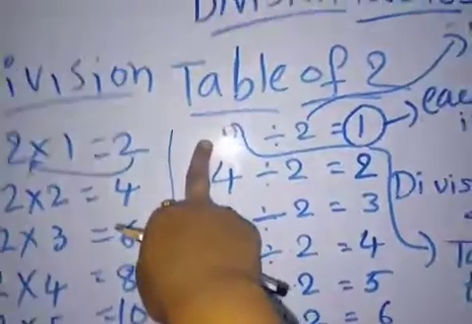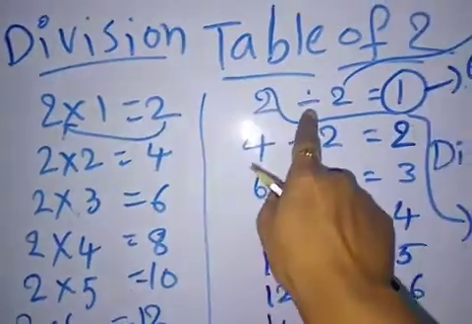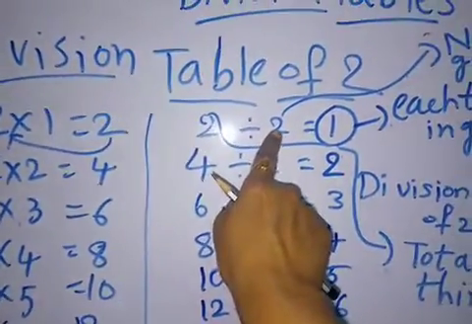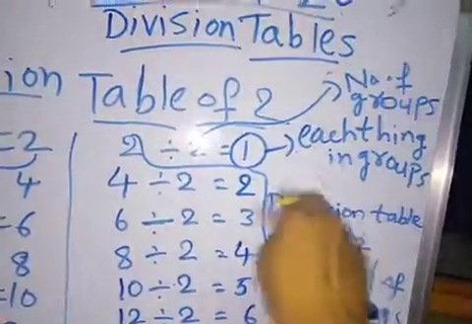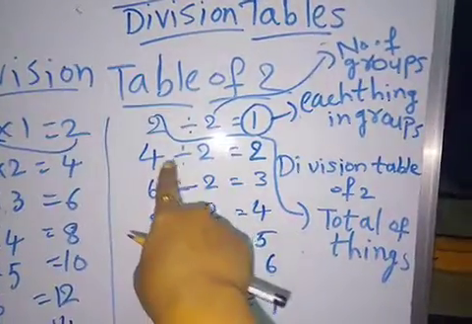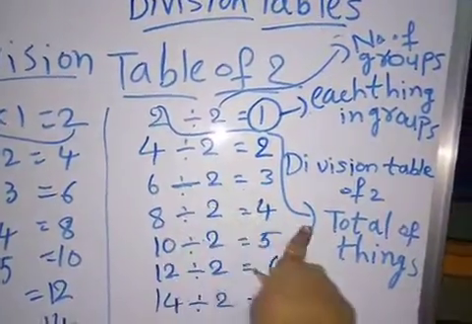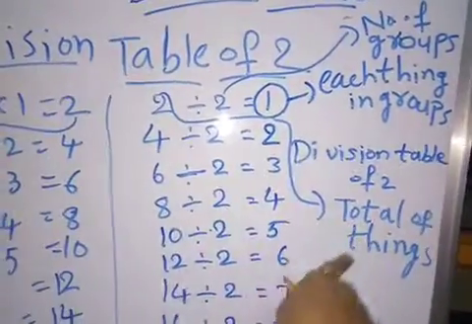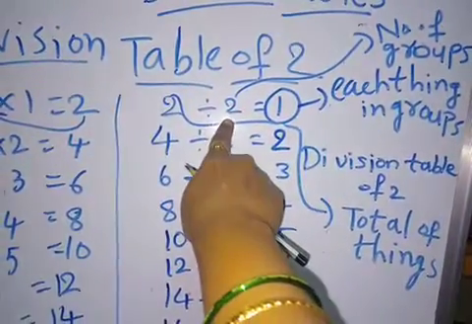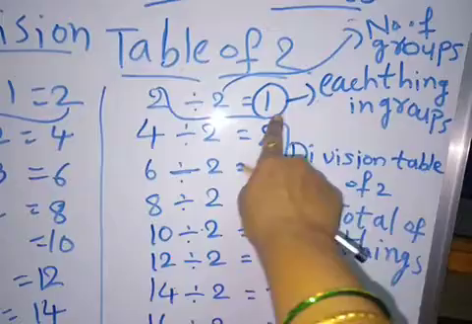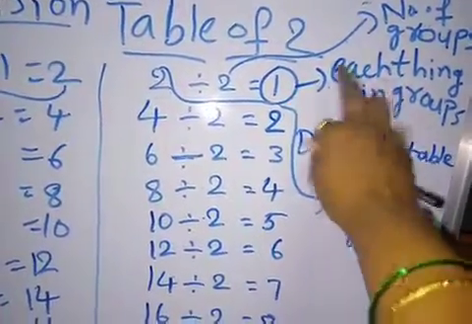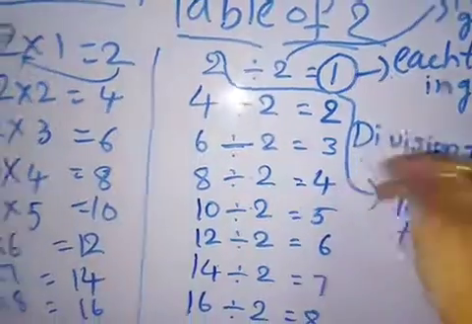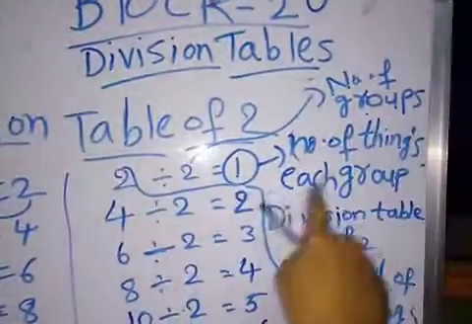Okay, the first number denotes number of things, the second number denotes number of groups. The number after the equal sign denotes the things in each group. So I mentioned clearly the division table. This is the division table. The first number denotes total number of things. This denotes number of groups. This denotes things in each group. Number of things in each group.